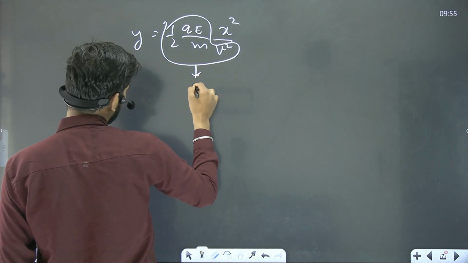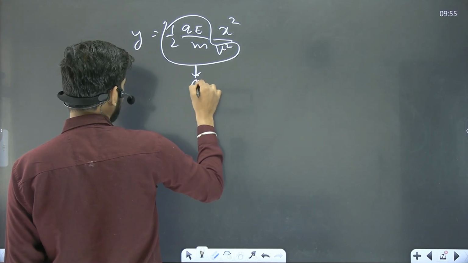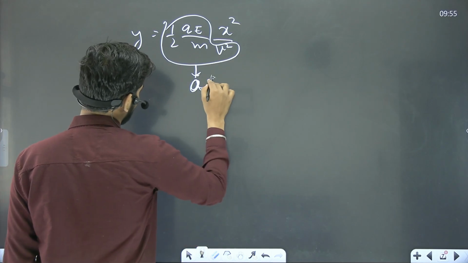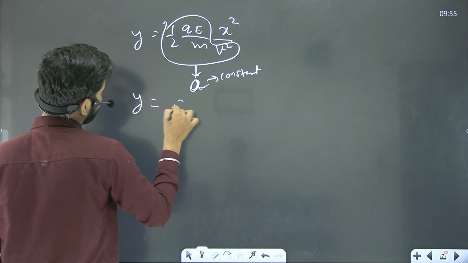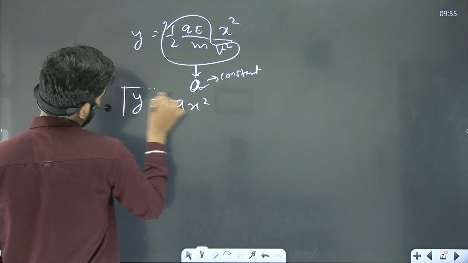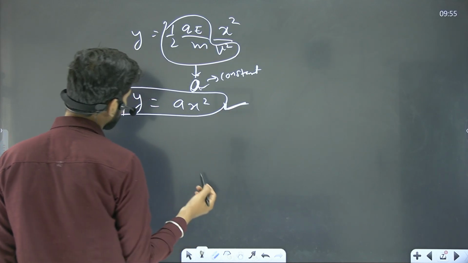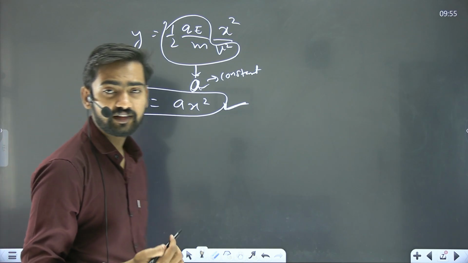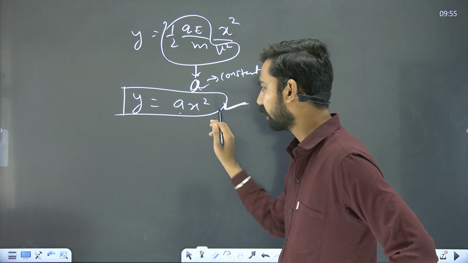I can consider it as a constant. Let's suppose the constant is a. You can write it like this also. And you have seen this kind of equation. This is the equation of what? It is the equation of a projectile motion.